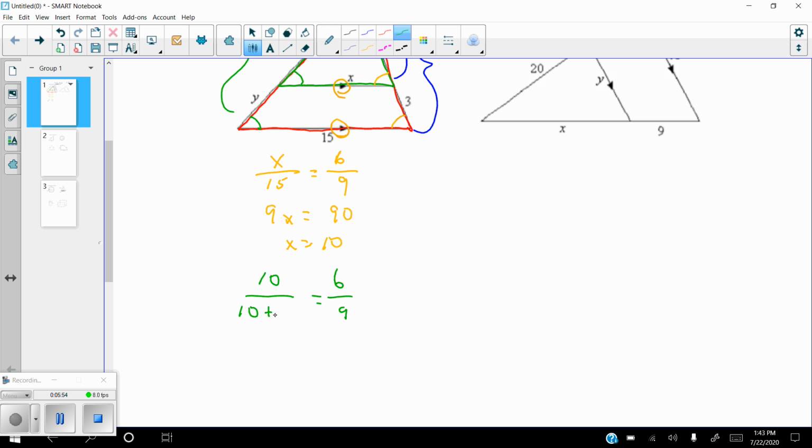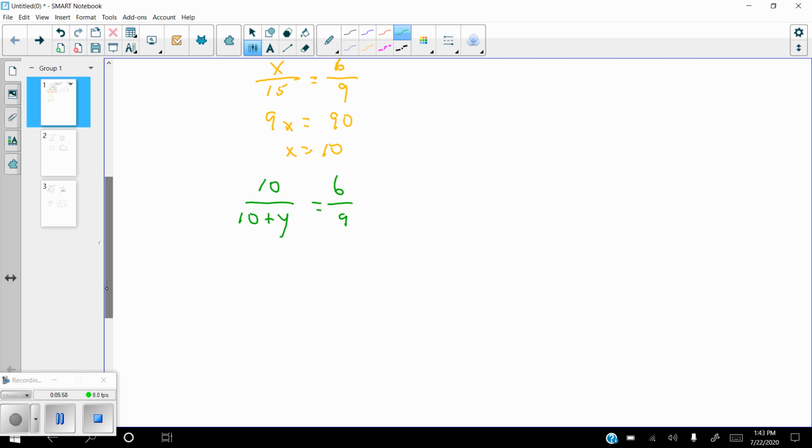10 plus y. So once again, it's a cross multiply, so I'm going to multiply the 10 and the 9, we get 90. Don't forget, when you multiply the 6 times the 10 plus y, you've got to distribute the 6 to both terms. So that's going to be 60 plus 6y.